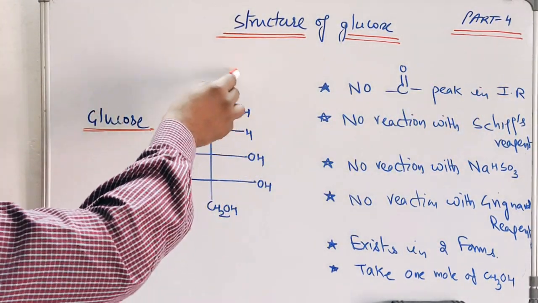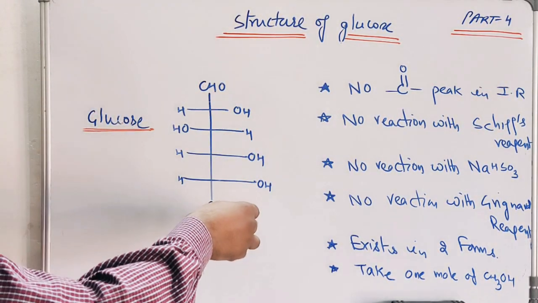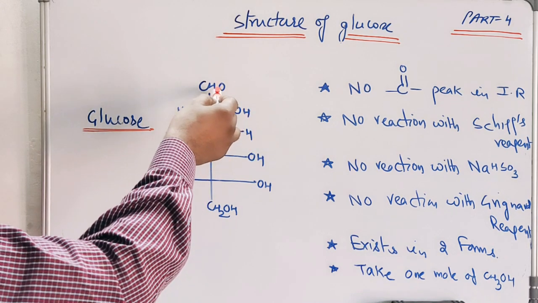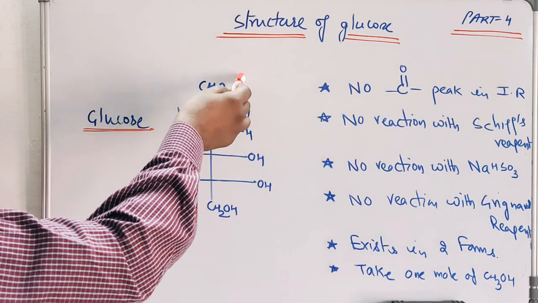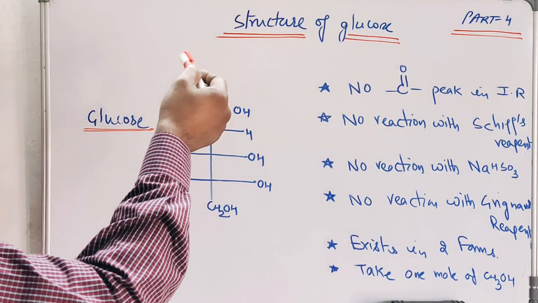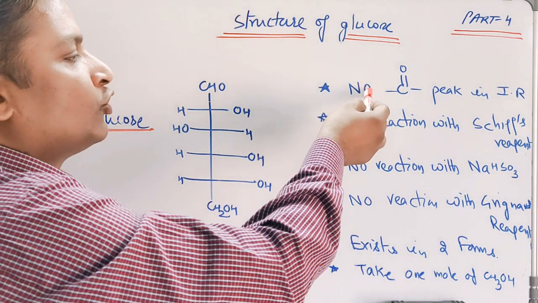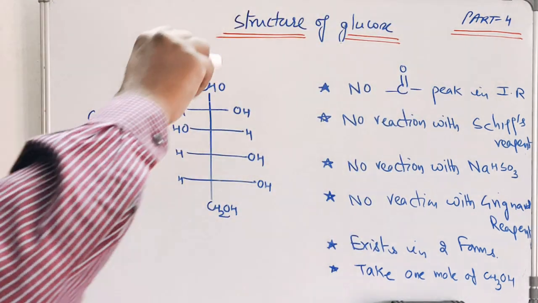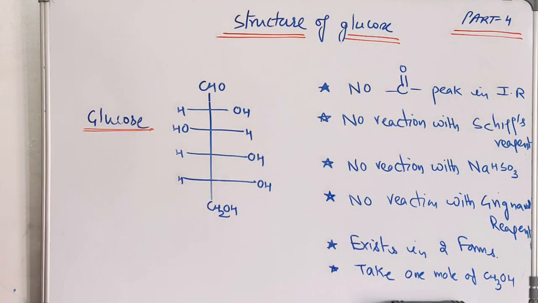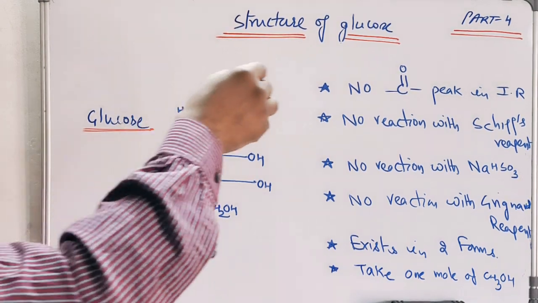For this CO, if it exists in this open chain structure, it means that there is the presence of CHO, and CHO should give us a peak for CO in IR spectroscopy. But in IR spectroscopy there was no CO peak observed. So it was very doubtful why it was not observed. We are not getting any peak for CO in IR spectroscopy.